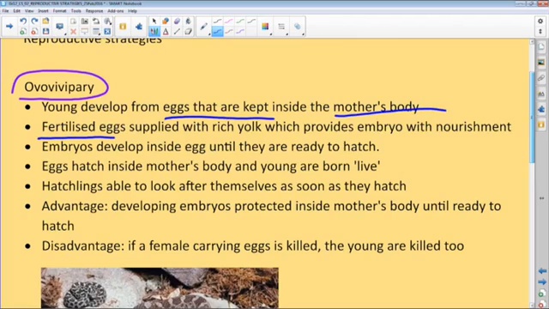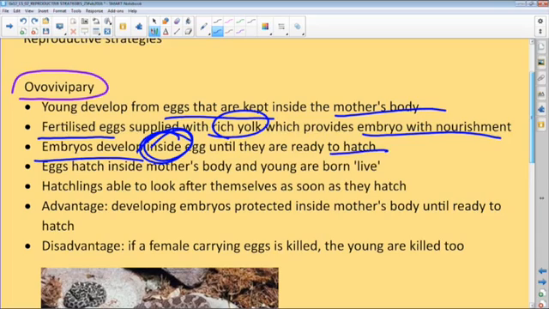The fertilized egg is supplied with rich yolk, and the minute it's supplied with rich yolk, what happens? You don't have to worry, it's got food. Just remember that. Okay, which provides the embryo with nourishment. The embryo develops inside. Okay, that's important. It's inside an egg. It grows there. When it's old enough, it'll hatch out, until they are ready to hatch.